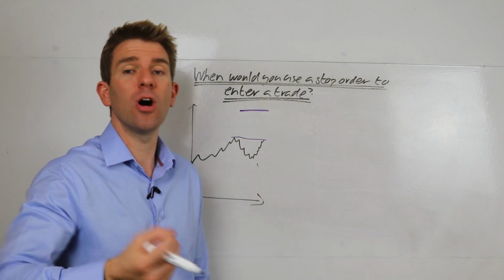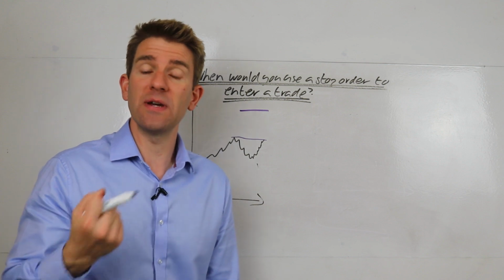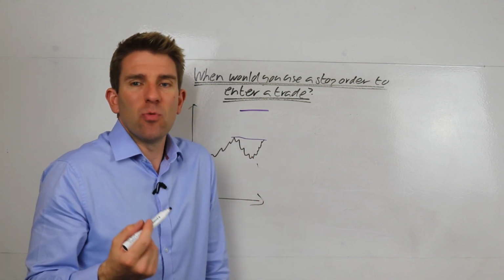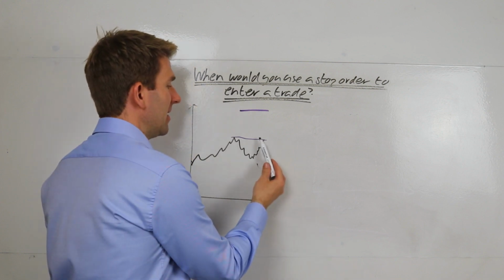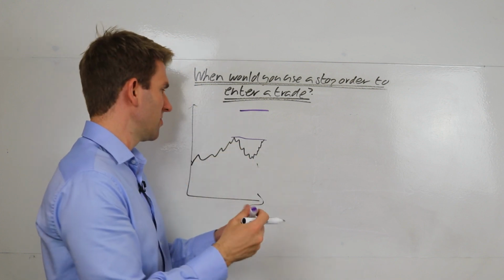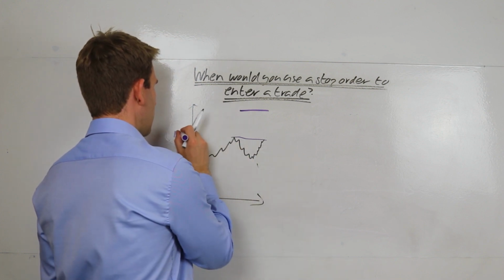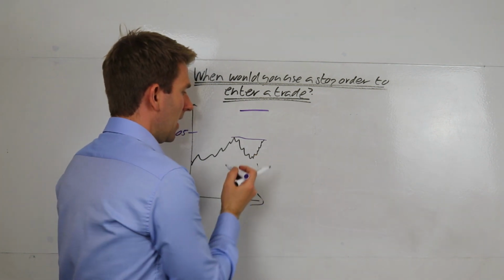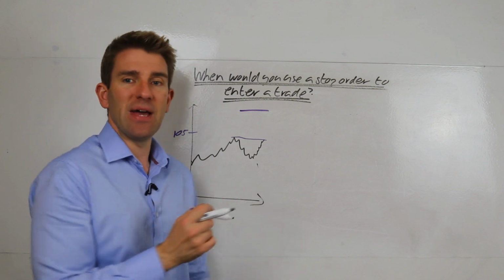Now, what happens if you can't be at the screen? What happens if you want to automate this process? How can you do it? Well, using a limit wouldn't work, right? Because if you had a buy limit there, and let's say this level was 105, whatever that is, let's say you are using a limit at 105.